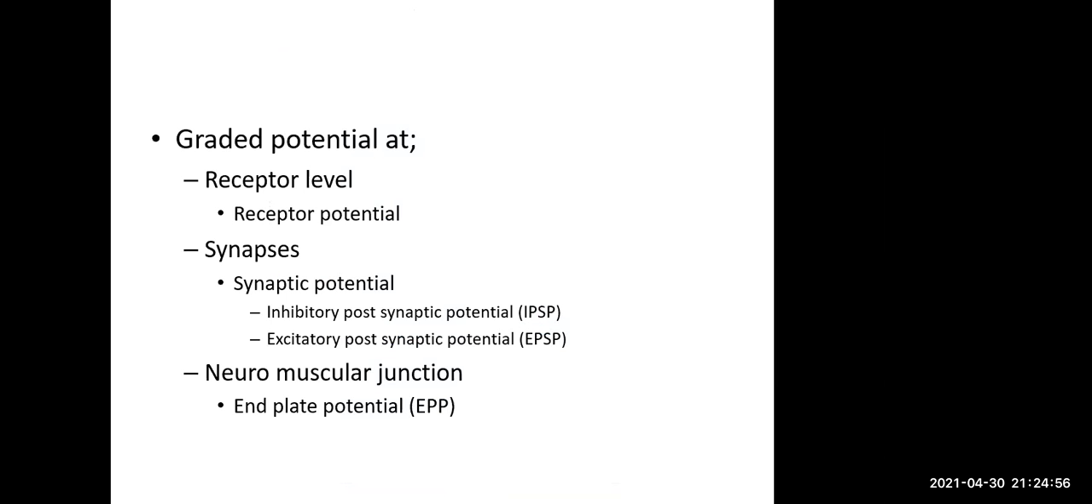So graded potential, you can find it at the receptor levels. Here we call it a receptor potential, and at the synapses, we call it a synaptic potential. Depending upon the neurotransmitter released, we can find inhibitory postsynaptic potential. For example, GABA or glycine will produce inhibitory potential, whereas a release of acetylcholine will produce excitatory postsynaptic potential. In the neuromuscular junction, this local potential we call EPP, end plate potential.